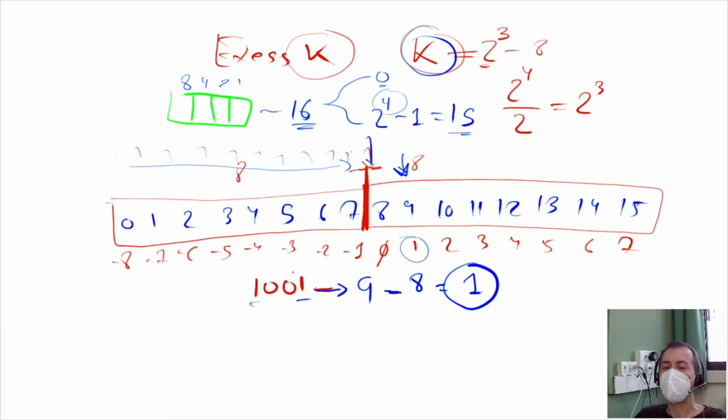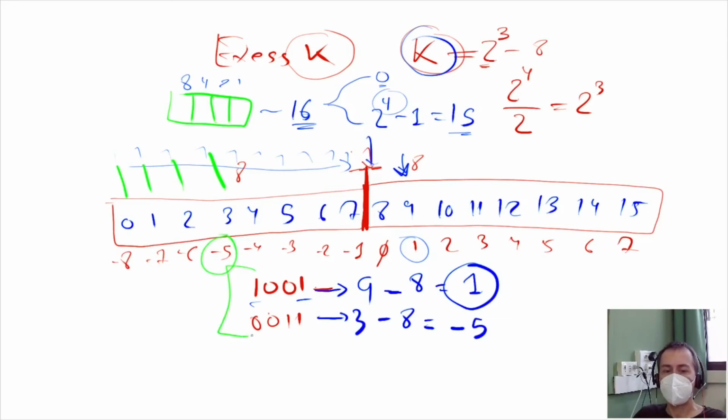So for example, imagine that we have a smaller number. We have 0, 0, 1, 1. This is 3. So we subtract 8. So this is minus 5. It's the same as counting from here. We search the number here. So this will be 0, 1, 2, 3. And the equivalent will be minus 5. So that's the representation of numbers with excess K.